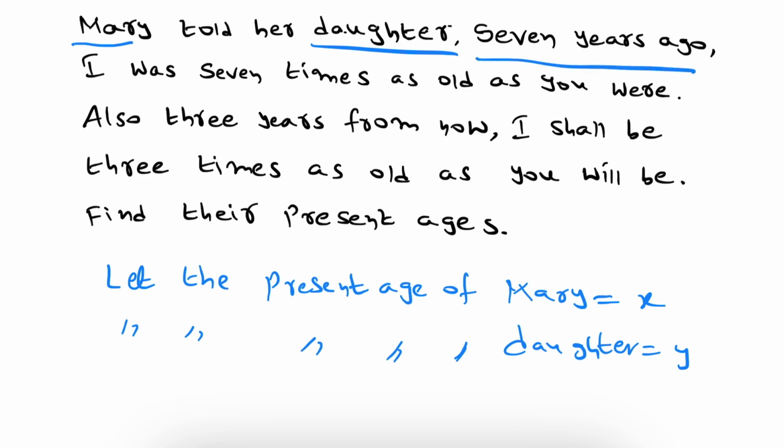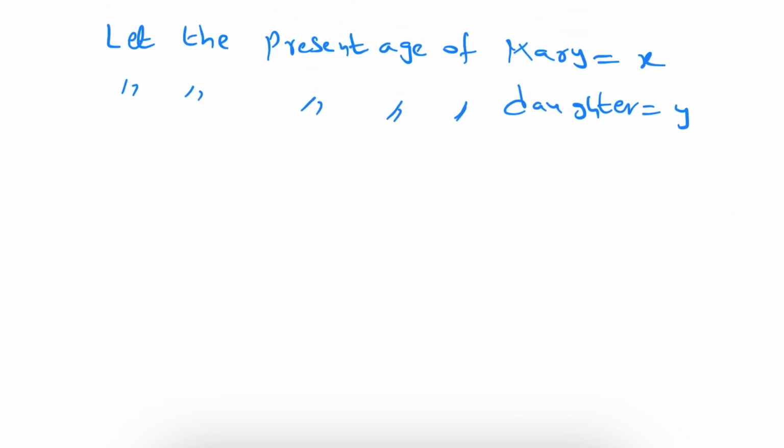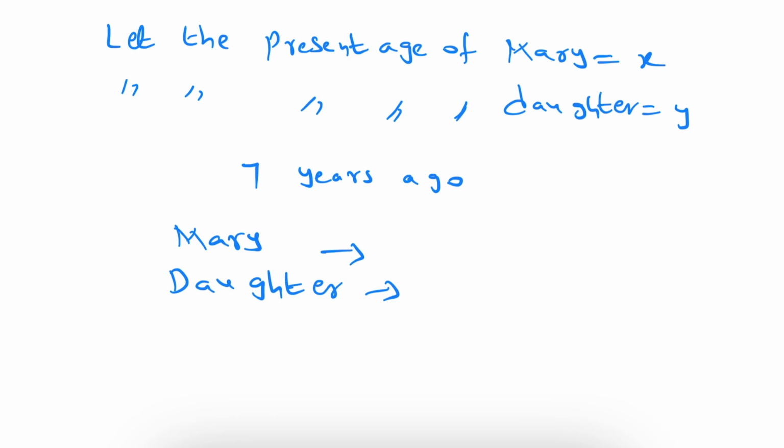Now what did he say in the second statement? 7 years ago. So first let us find out what their ages were 7 years ago. 7 years ago or 7 years back, both are the same. So Mary's age as well as the daughter's age: the present age of Mary is X, right? Then 7 years back it will be X minus 7. Present age of the daughter is Y, right? So 7 years back her age will be Y minus 7.